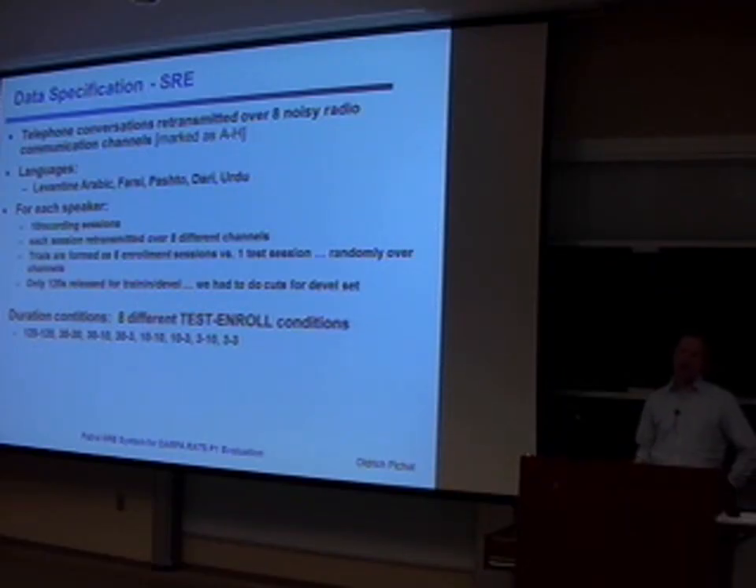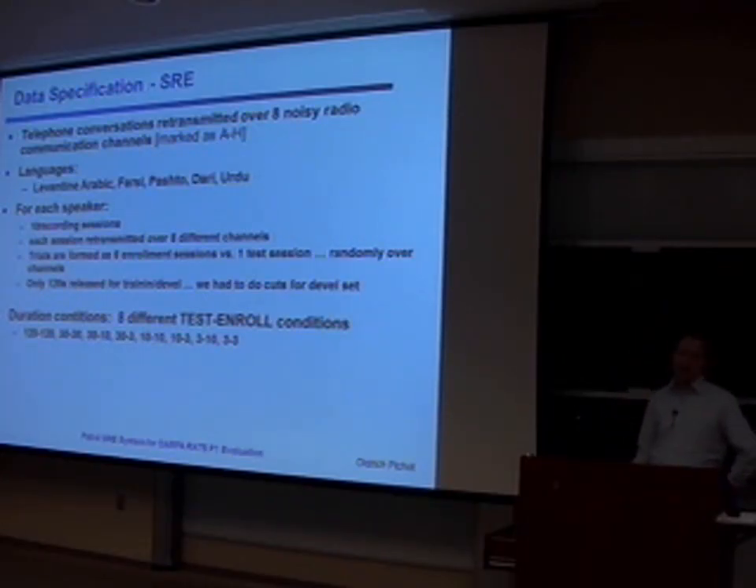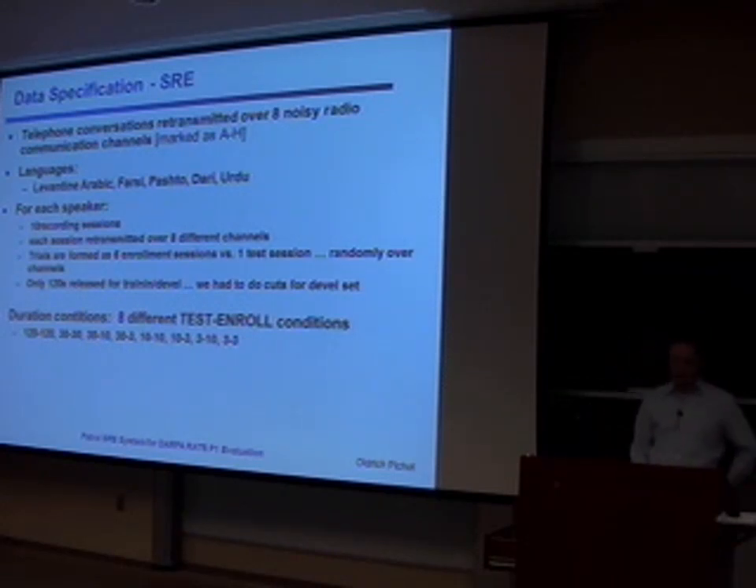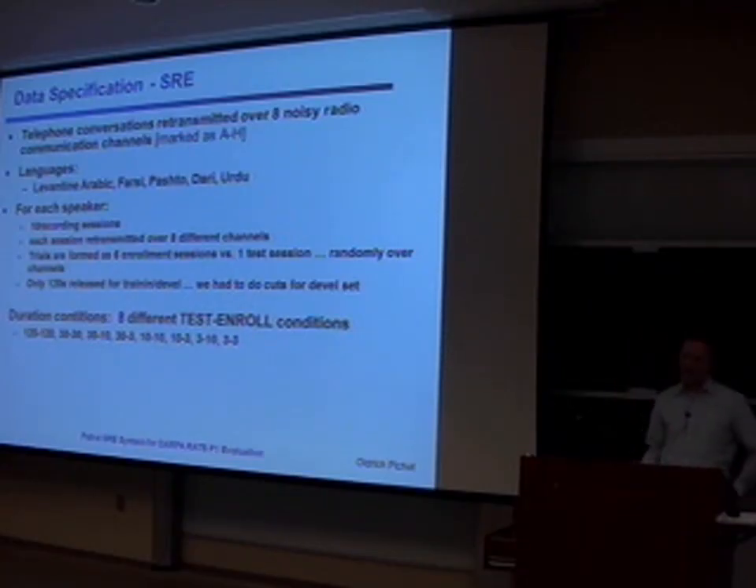The RATS project is interested in doing tests in different duration conditions. The easiest is 2 minutes enroll, 2 minutes test, but as you can see there is a whole range of different duration conditions down to 3-second enroll, 3-second test, which, for now, is almost impossible to get any reasonable results on.